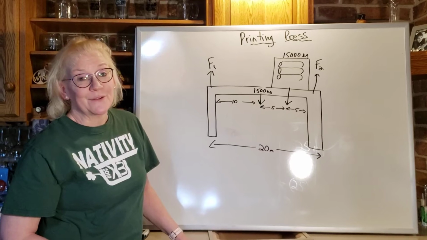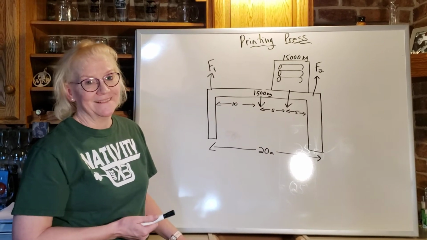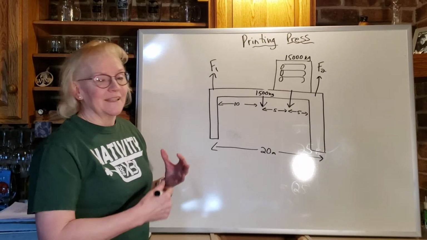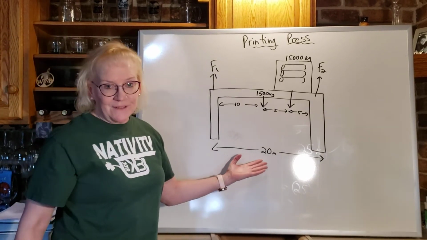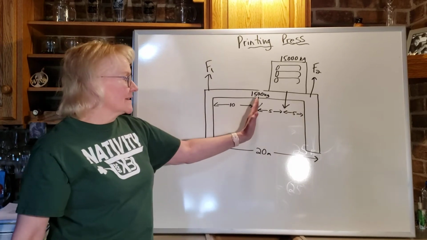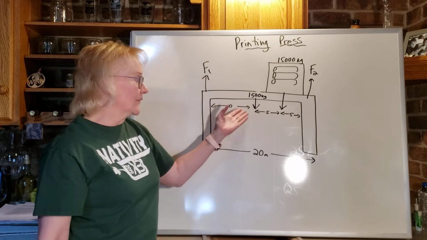This is the third static equilibrium problem. It's called the printing press. So we've got a table, kind of like a beam supported by two pillars. It's 20 meters long. Halfway across, we're going to count the mass of this beam, which is 1,500 kilograms.